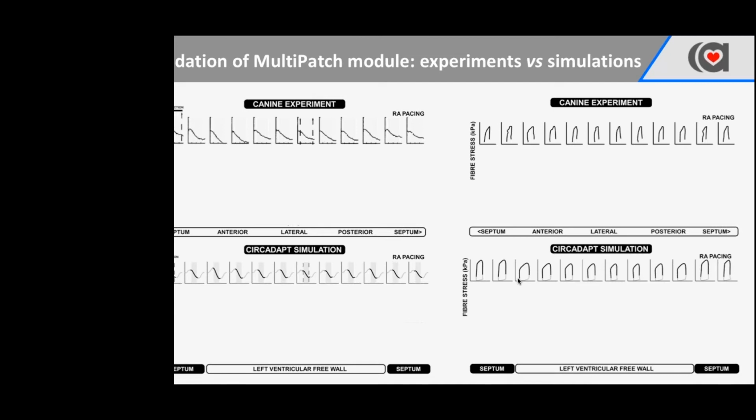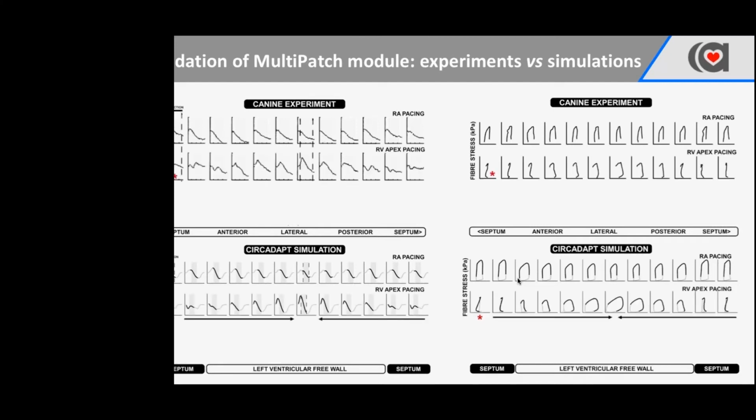Now, if you go to right ventricular apex pacing, the pacing side is the right ventricular apex, and the septum is very early activated with respect to the lateral free wall. Again, you saw in the dog experiments an early shortening of the septum and then a lengthening, whereas the free wall was lengthened and then had a more vigorous shortening. But now look at the strain curves of the CircAdapt simulation. Well, aren't they strikingly similar?